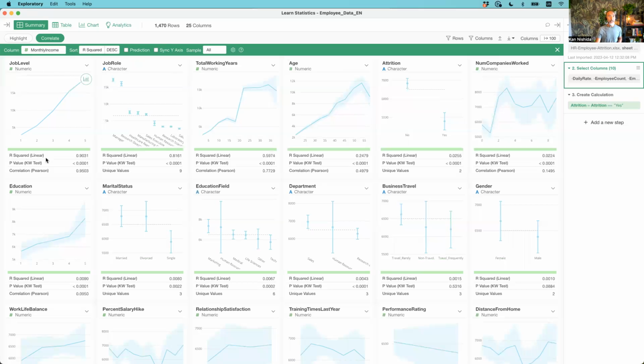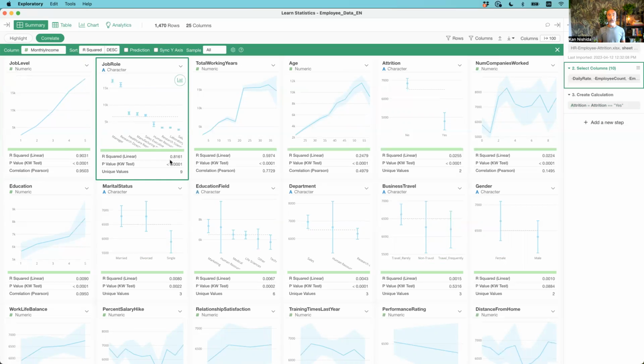And that way, the first one is job level, still job level. It says 0.90, which is the square of 0.9503 something. So this one is the strongest, and it's closer to 1, so it's pretty strong. But the next one, the job role, is a categorical variable. We didn't have that before, but because we have an R squared value of 0.81, again, it's closer to 1.